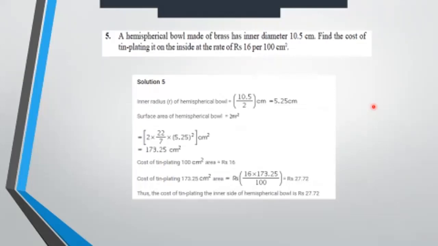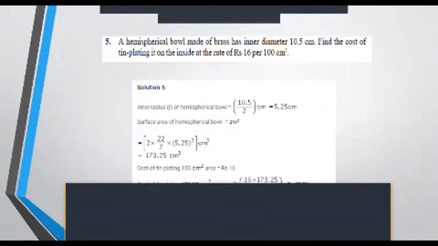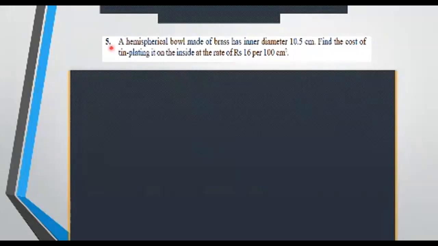Question number 5. A hemispherical bowl made of brass has inner diameter 10.5 centimeter. Find the cost of tin plating it on the inside at the rate of rupees 16 per 100 centimeters square. So as it is a bowl, it is open. It is fully hollow. So what is the total surface area of a bowl then? Ma'am, 173.25 centimeter square. That is 2 pi r square.